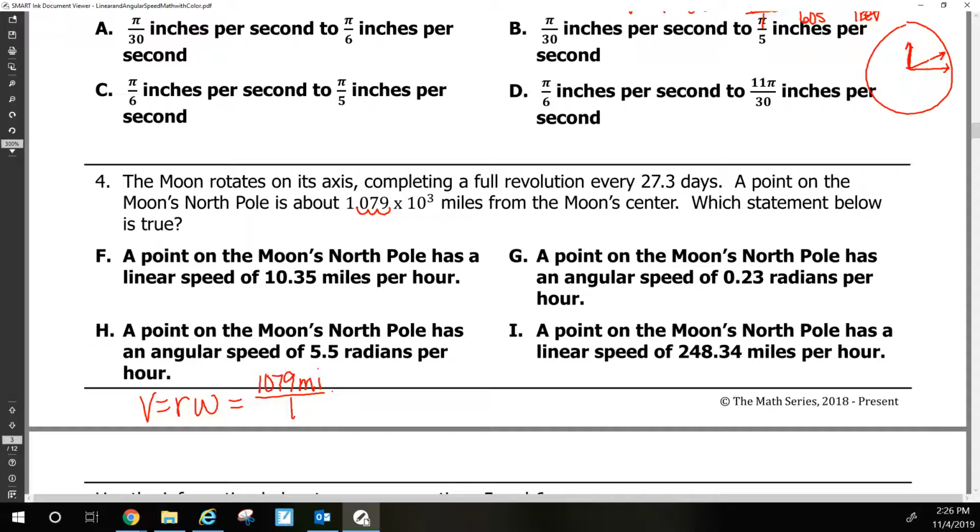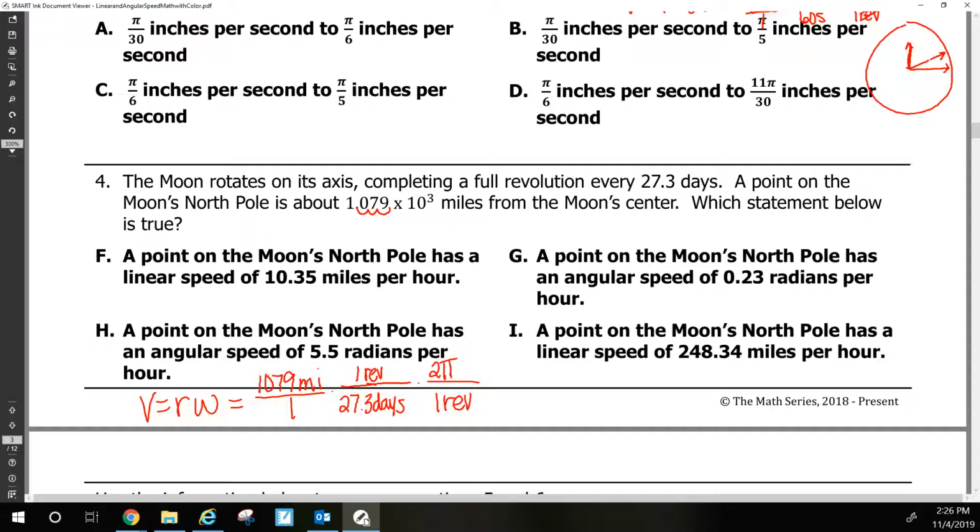All right? And then they say 1 full revolution every 27.3 days. So 27.3 days. All right, but all of my answers here are miles per hour. So first of all, sorry, that's 1 revolution. First of all, I need to get rid of revolutions and put it into radians. So 1 revolution is 2 pi radians. But radians isn't really units, so I'm not going to put it up there.